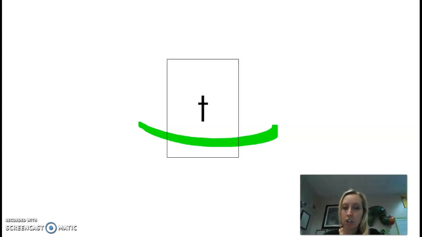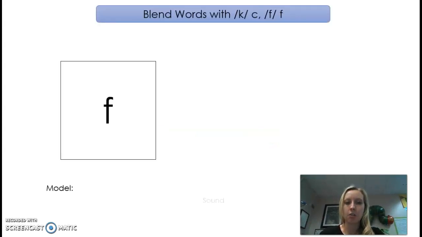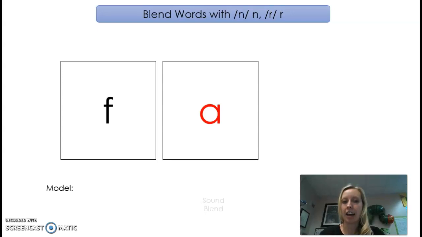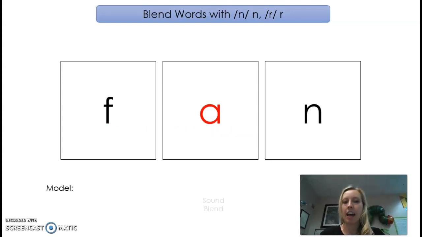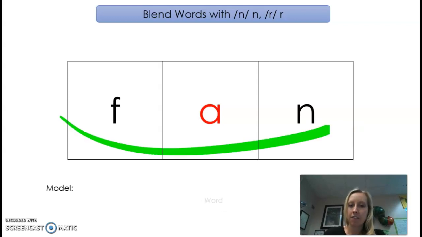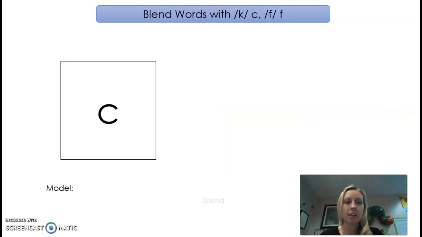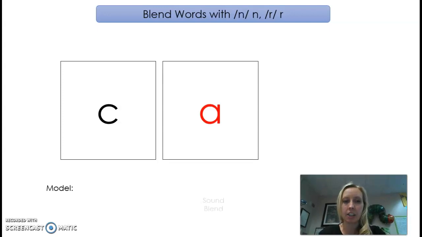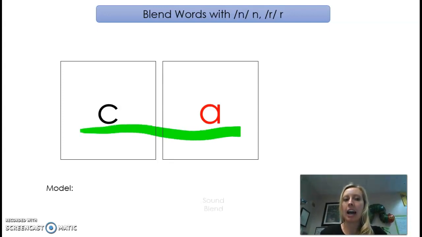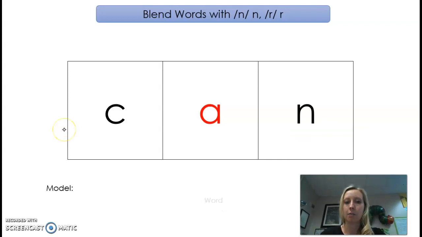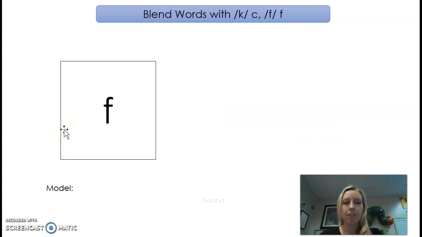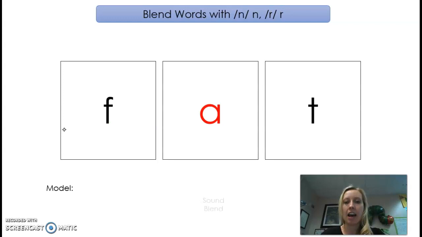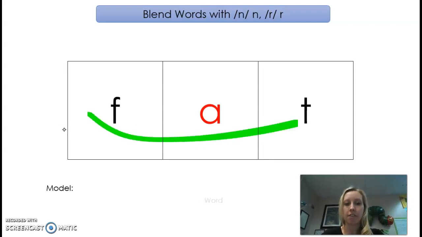Okay, friends, now we're going to start blending. That's where we keep our voice on if we can. So here we go. Keep your voice on. Blend it. Fan. Put it together. Fan. Okay, here's another one. Now I can't blend, so I'll wait till I get to the next letter. Now blend it. Can. The word is can. And fat. The word is fat.